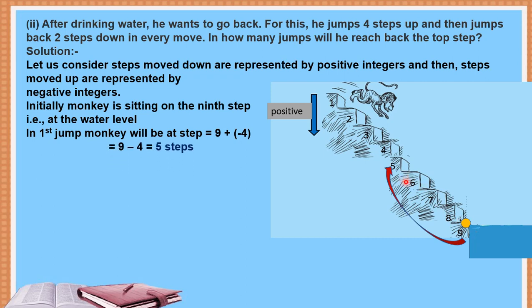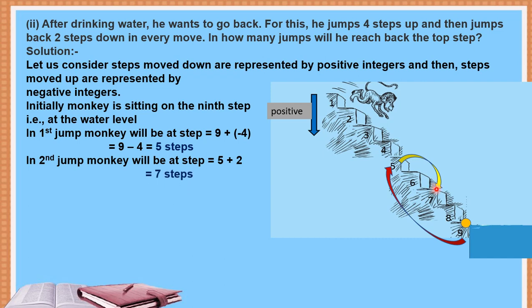5th step. Okay, 1 2 3 4. So in this one jump, he reached the 5th step. Then he jumps back 2 steps, that means we have to take a positive integer. So in the second jump, he takes 2 steps, that means 5 6 7, again plus 2. So he reached the 7th step in the second jump.